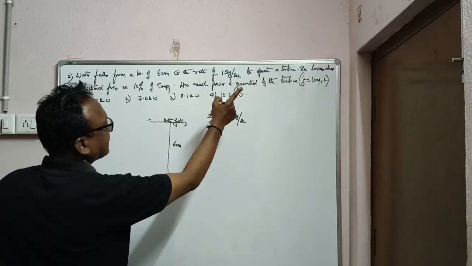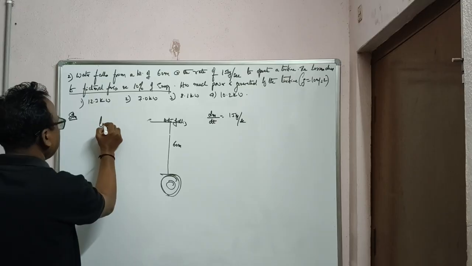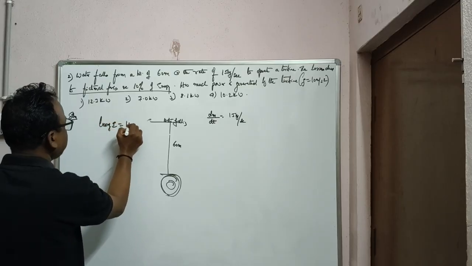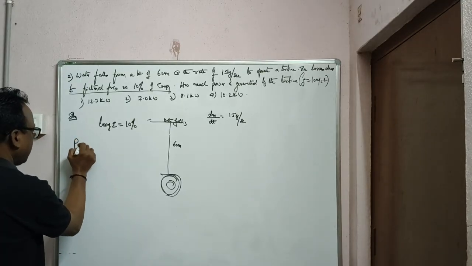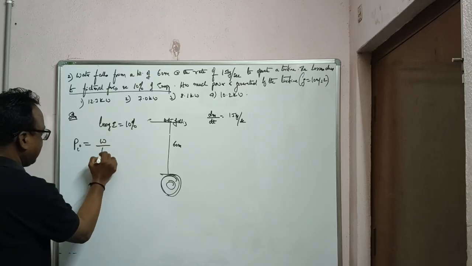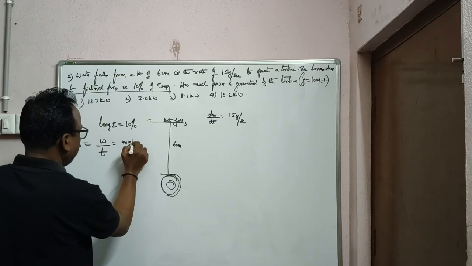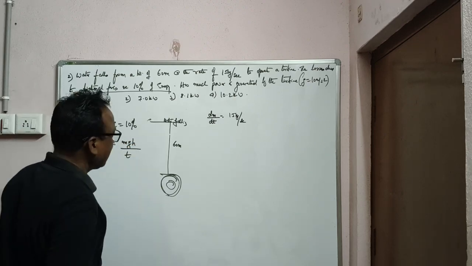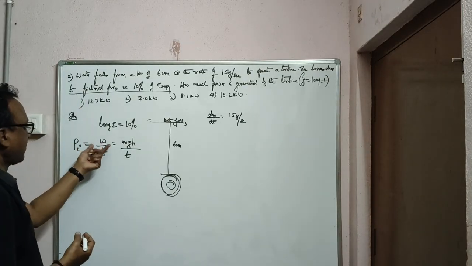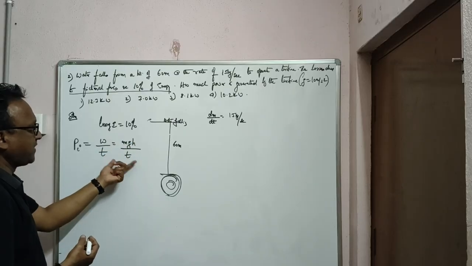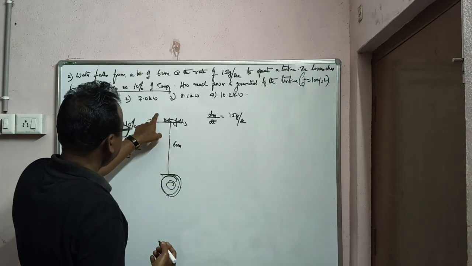So what is asked? The loss due to frictional forces is 10%. Loss of energy is how much? 10%. So what is the power input? Power is equal to W by T, that is mgh by T. What is power input? Rate of doing work. So W by T means mgh by T, from where does it fall? From height 60 meters. So that is the power input.